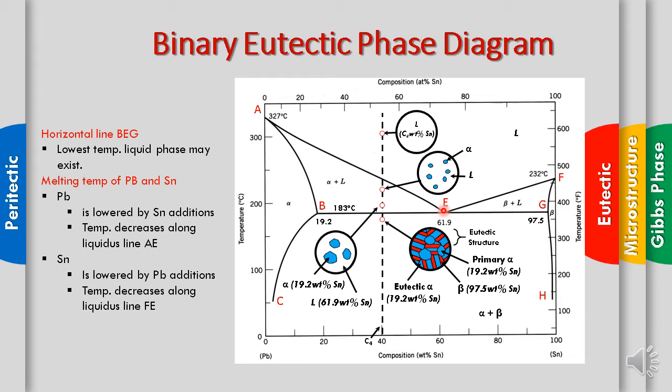As for the melting temperature of Pb and Sn, the melting temperature of Pb is lowered by Sn addition, and the temperature decreases along the liquidus line AE, this line. And then the melting temperature of Sn is lowered by Pb addition, and the temperature decreases along this FE line.